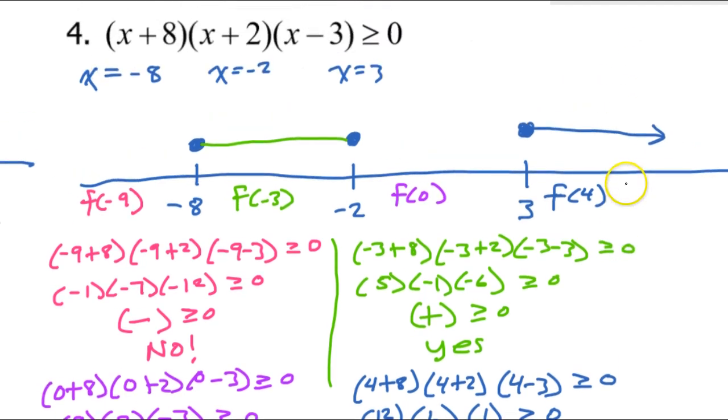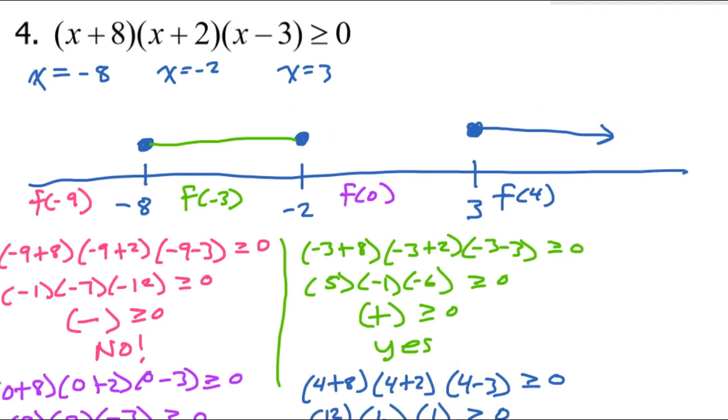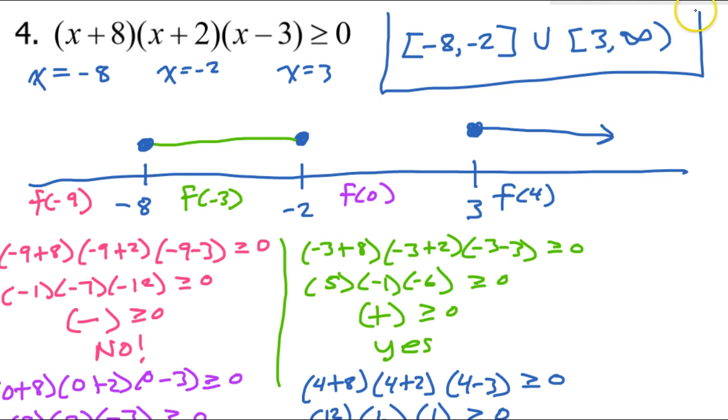So now I'm ready to write my final answer in interval notation. So I'm going to have bracket -8 to -2. All right, that's this interval. Union 3 to infinity. All right, that's this interval. So this is the solution set for number 4.